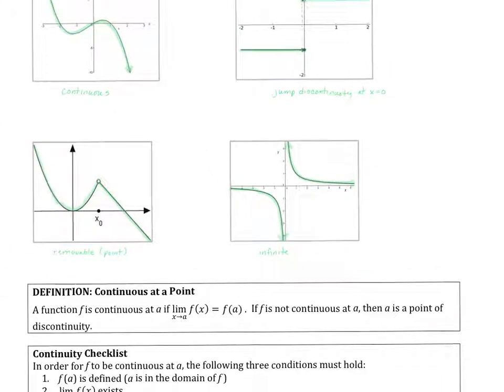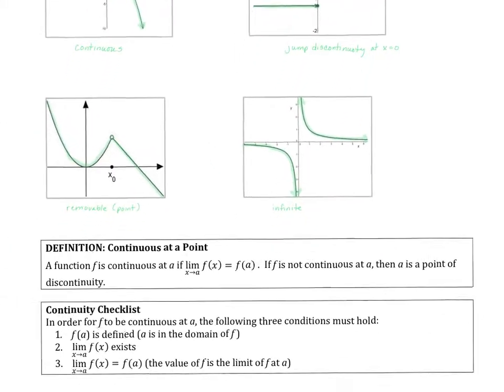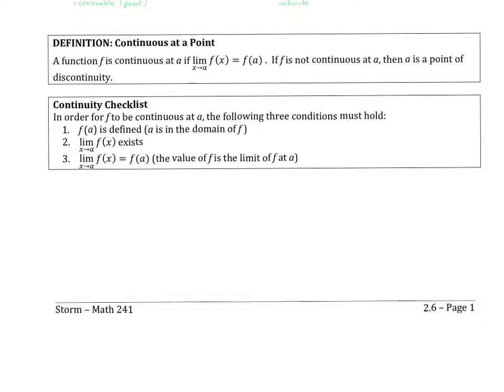So now here's our definition of continuous. A function is continuous at a point if, and it's real simple, the limit is equal to the value of the function. And that's it. As long as the limit is equal to the value of the function, then it's continuous at that point.